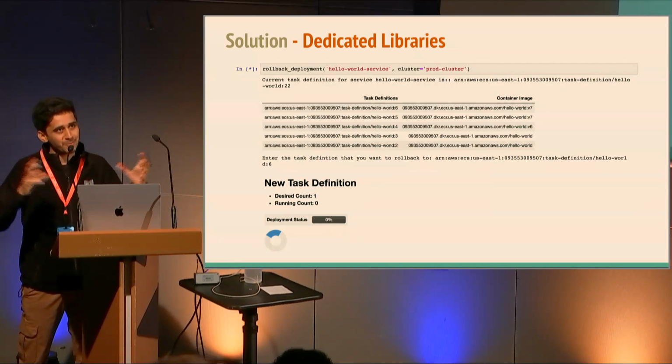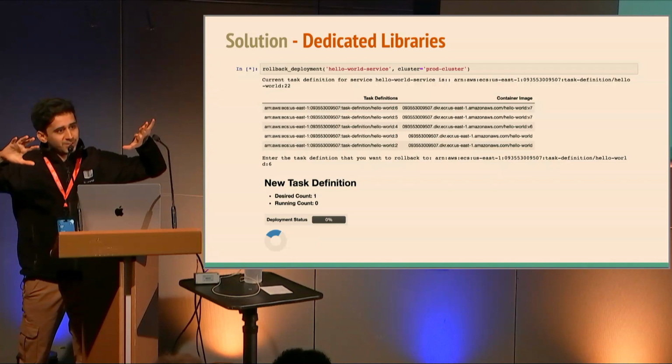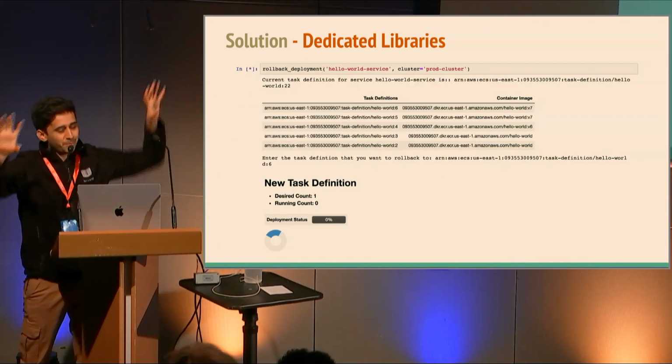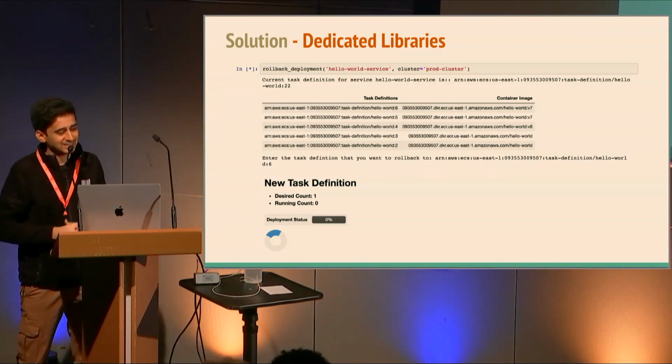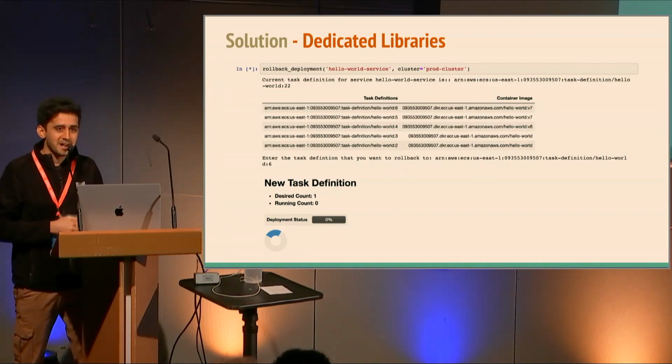So the library has integration tied up and gives you high-level methods to connect to Kubernetes, AWS ECS, and a couple of other things. Of course, that library could be extended to more things. In this case, the person just has to say import rollback deployment, and then call that method with your service name and your cluster name.